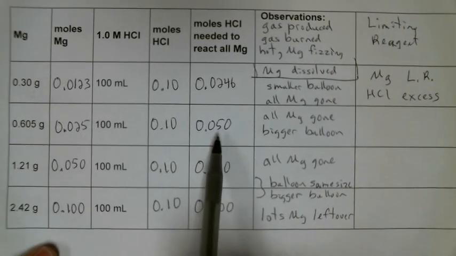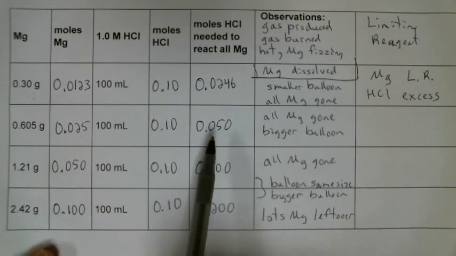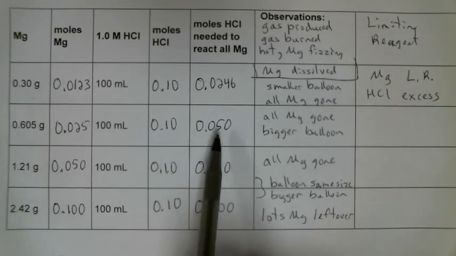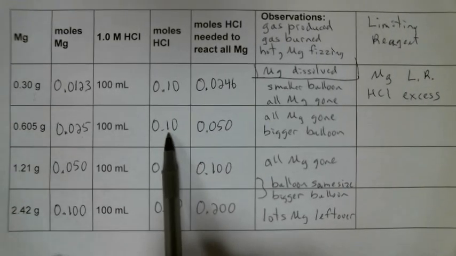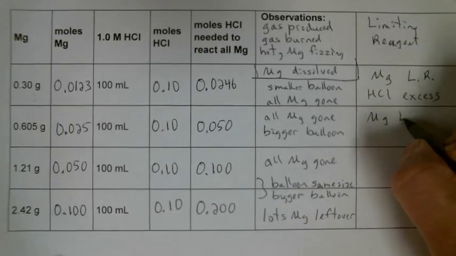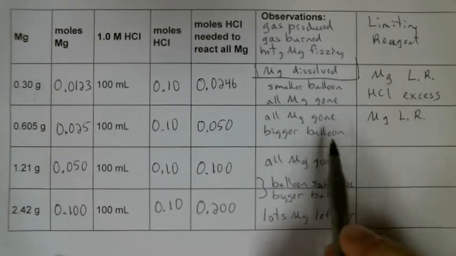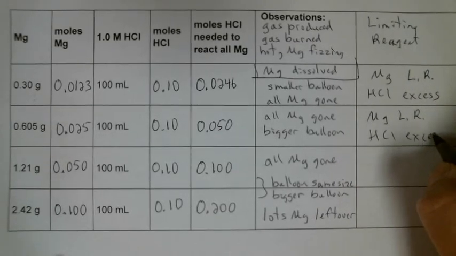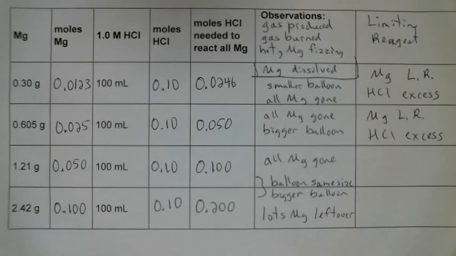Look at the next one, right? So we've got 0.1 moles of HCl. We need 0.05. So again, we've got twice as much as we need. And is that consistent with what we saw? Yeah, all the magnesium was gone. We can't see that there's HCl left, but all the magnesium reacted.